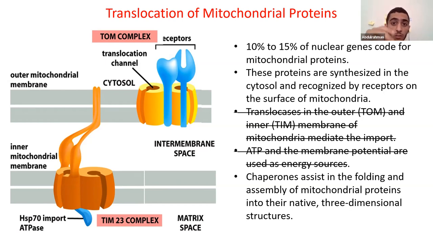It doesn't bind in the cytoplasm. It takes it over to the mitochondria. Instead, the receptor is basically found on the mitochondria itself. So the mitochondria has an outer membrane and an inner membrane. On the outer membrane, there is a complex of proteins known as TOM, the translocase of the outer membrane. It's basically a complex of proteins that has receptors and translocation channels to push the protein in.